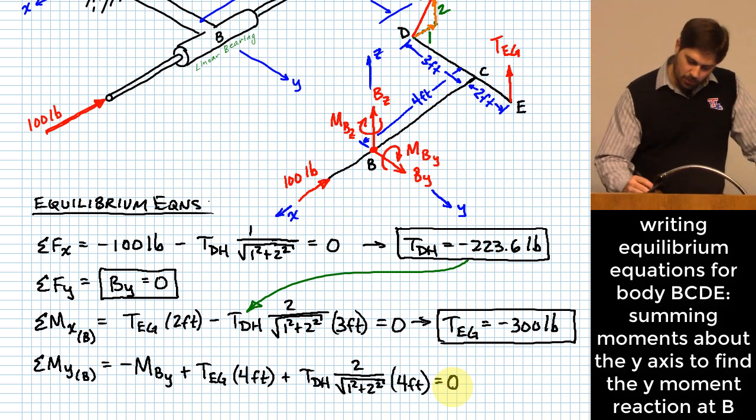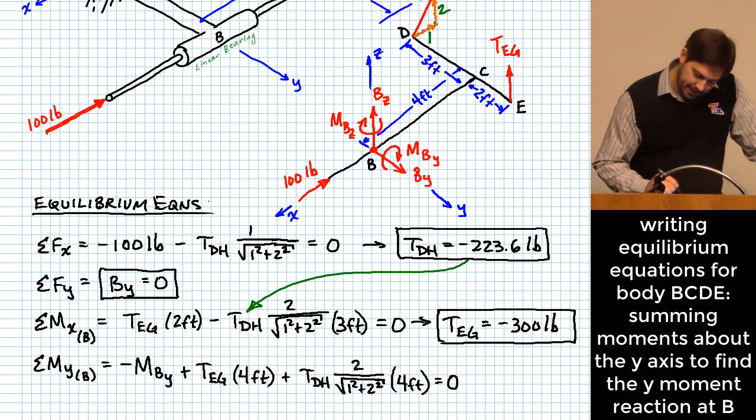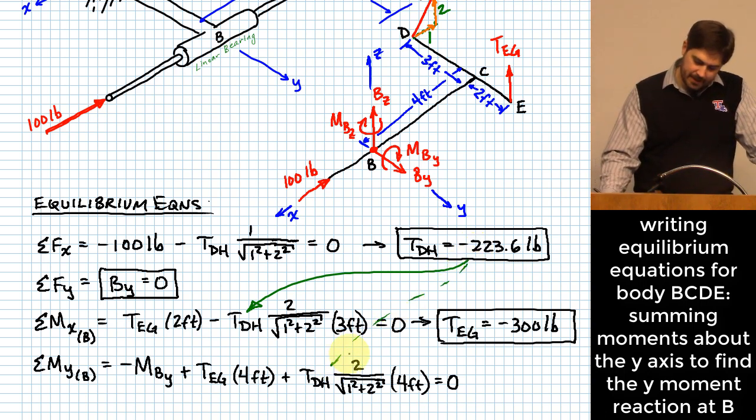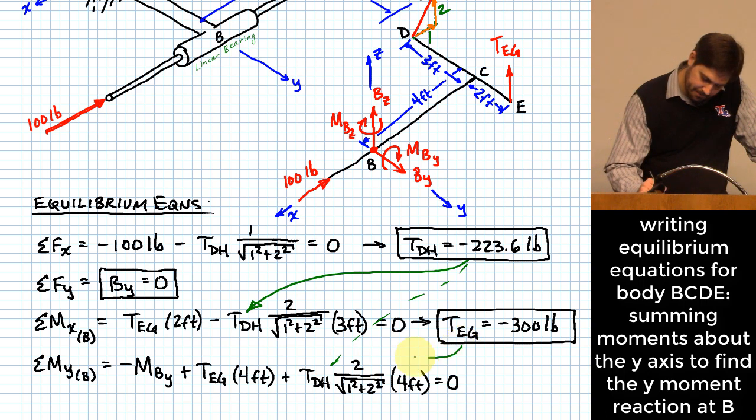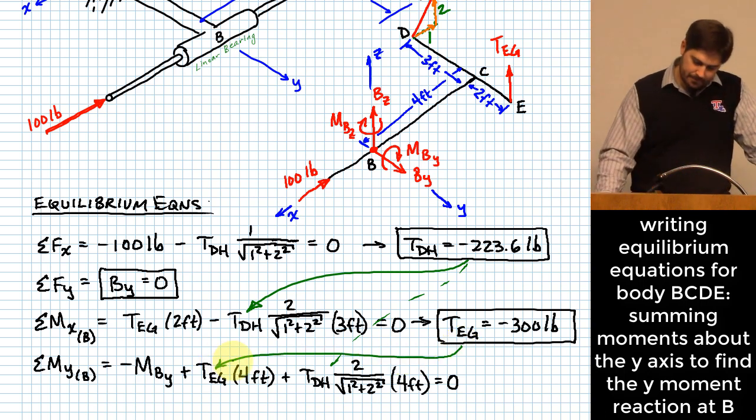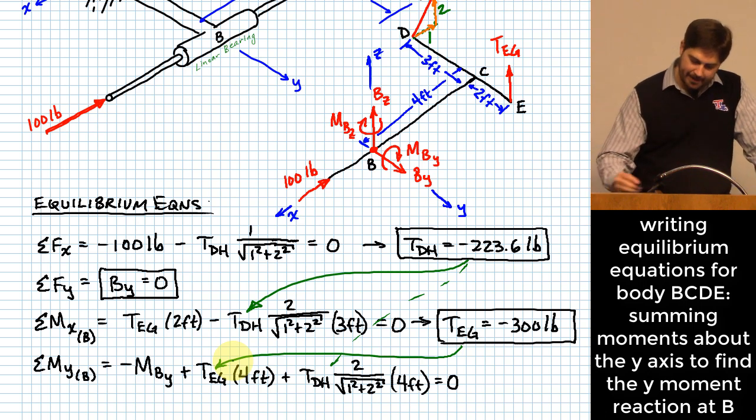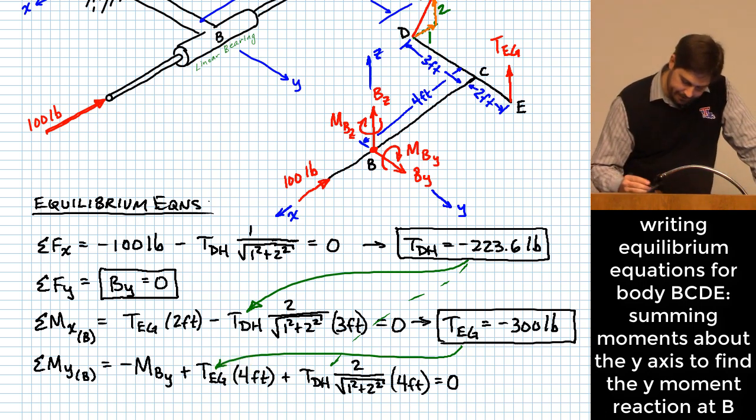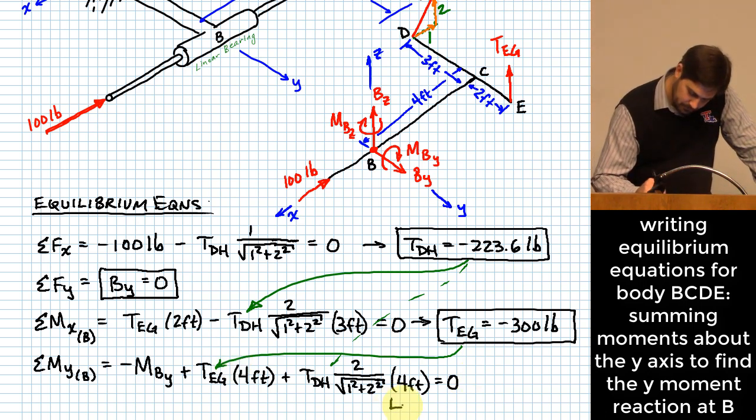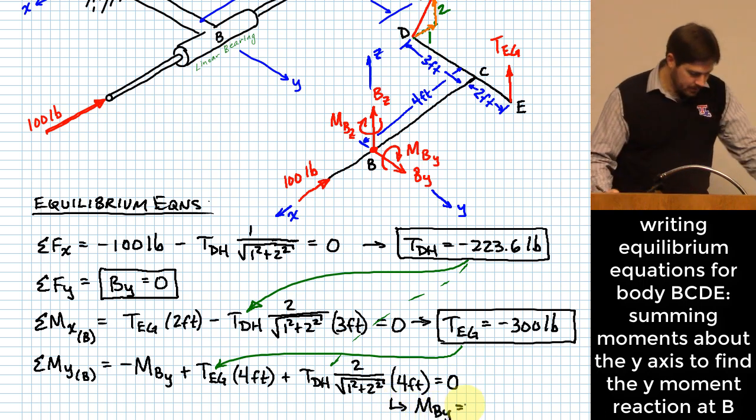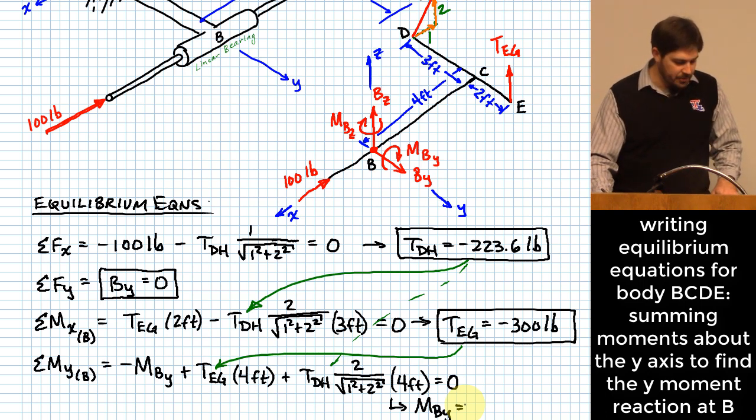And once I've done this, I can plug in TDH, right? That goes right there. And then I also know TEG. So when I plug those in, I only have one thing I don't know, and that's MBY. So when I solve it, MBY just becomes negative 2,000 foot-pounds.